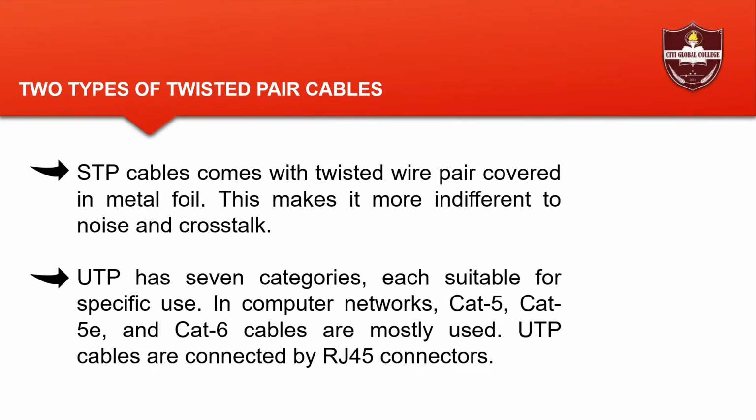So there are two types of twisted pair cables, which is the STP, or the shielded twisted pair, and the UTP, which is the unshielded twisted pair. Let's start with the STP. So STP cables come with twisted wire pair covered in metal foil. This makes it more immune to noise and crosstalk, while UTP has 7 categories, each suitable for specific use. In computer networks, Cat5, Cat5e, and Cat6 cables are mostly used. UTP cables are connected by RJ45 connectors.